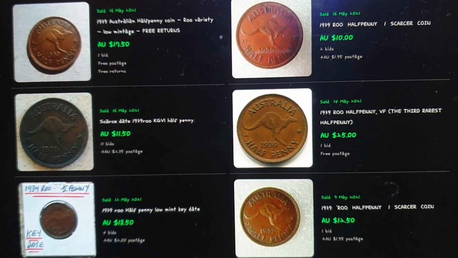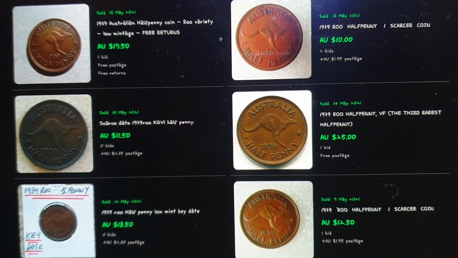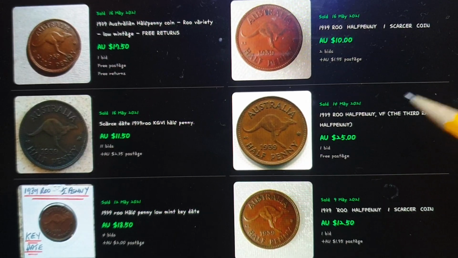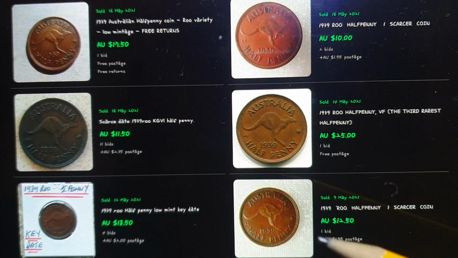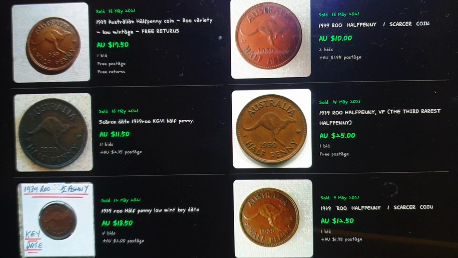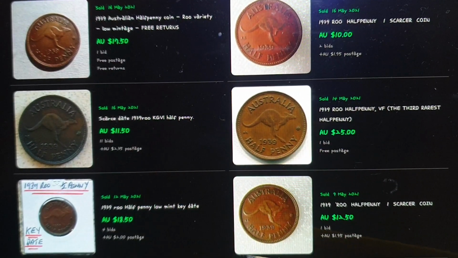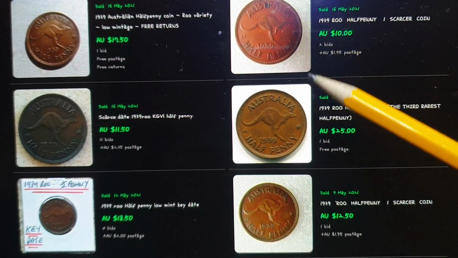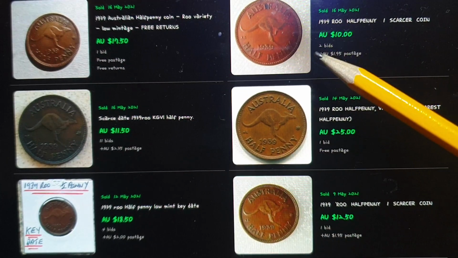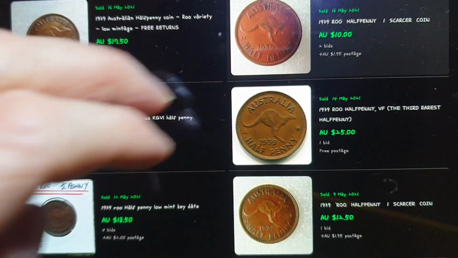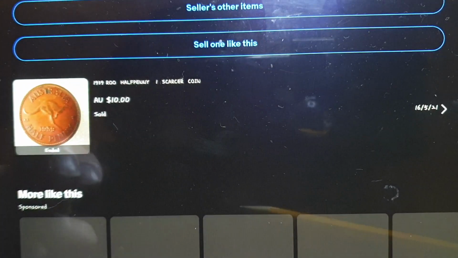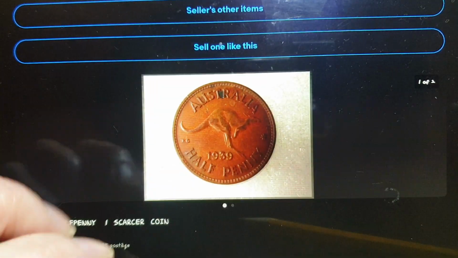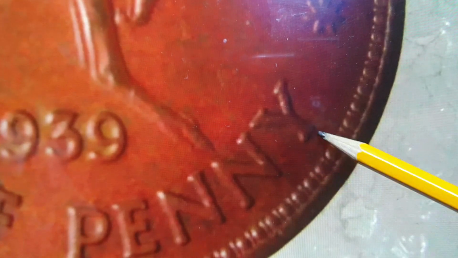So here is the fun part. Let's see if we can find a double foot on the Y halfpenny. So here we've got some values of sold halfpennies, and all of these have been the Kangaroos. And as you can see, you can get quite good values for them. So the lowest so far is $10. And let's have a look and see if that is a double or single foot. And what I can see there is that it's a single foot.